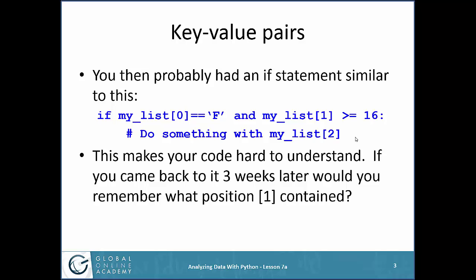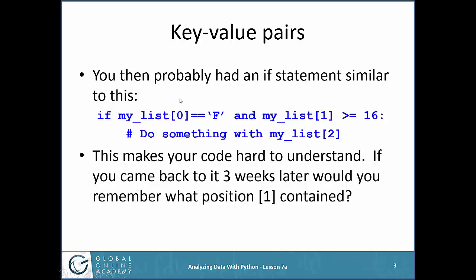What if you came back to it 3 weeks later, like today? Would you remember what position 1 contained? Would you know that that was the age and not the height? Would you know that this F stood for gender? Or maybe you've done lots of programs since then and you don't remember. Is this something about F for Fahrenheit? F for female? It would be nice if our code could be self-documenting.